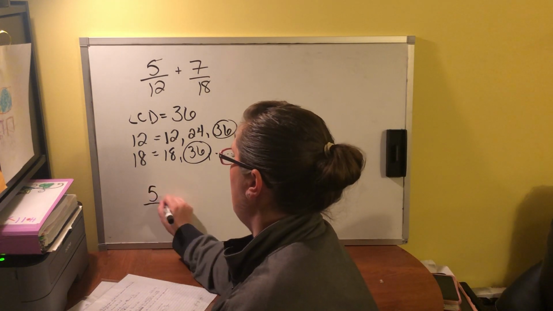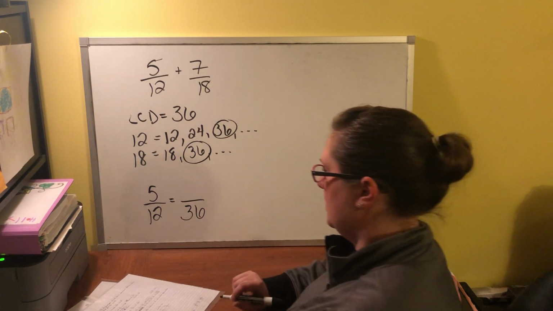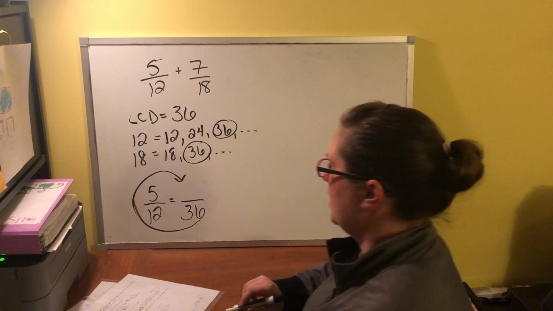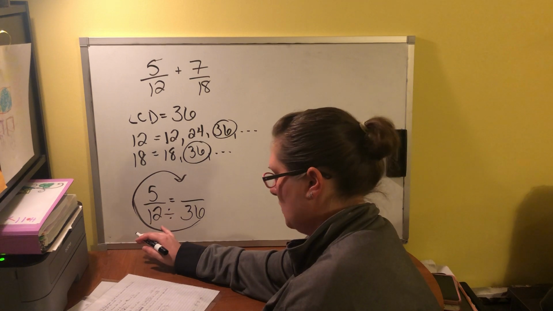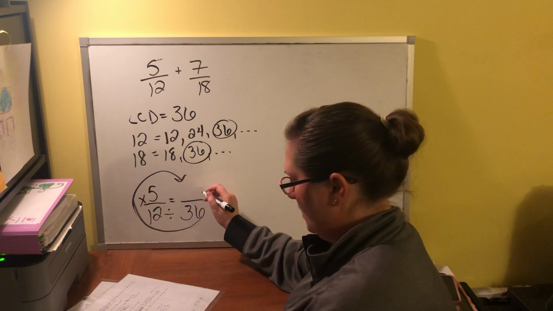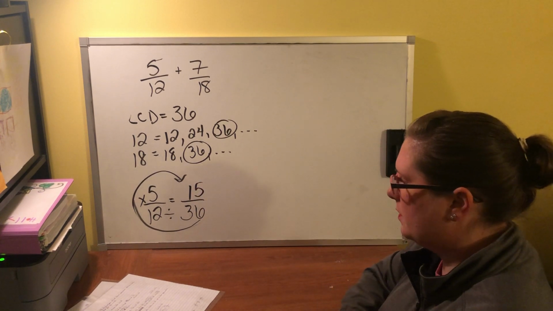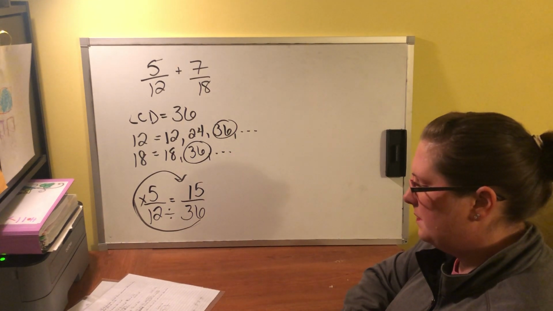So now we're ready to do the work of building an equivalent fraction so that we can add. So let's start with 5/12, and we want to change the denominator to 36. So let's do our circle method, right? We're going in the left direction. We're dividing first, so 36 divided by 12 times 5, we end up with 15, right? 36 divided by 12 is 3. 3 times 5 gives us 15.